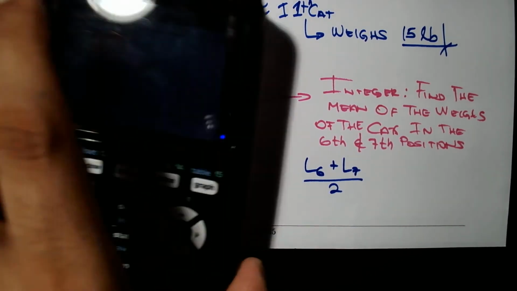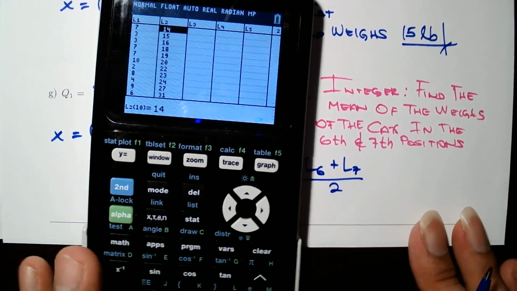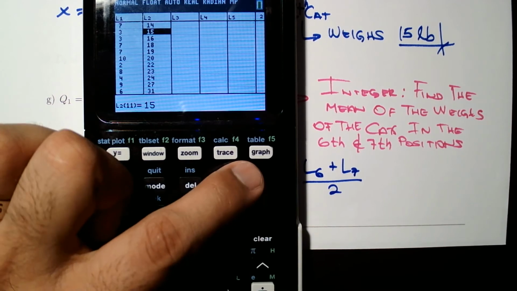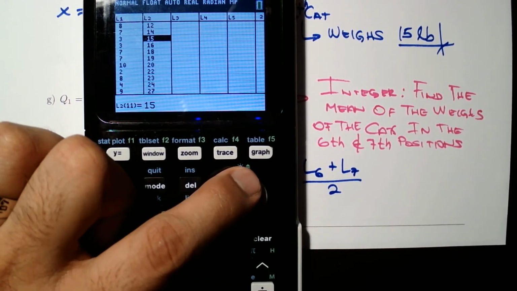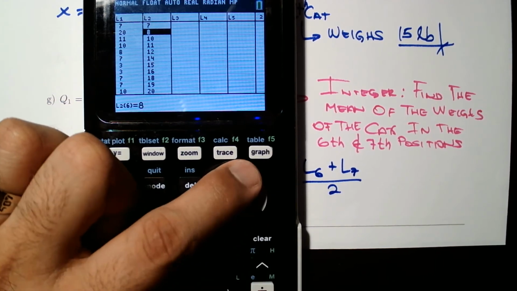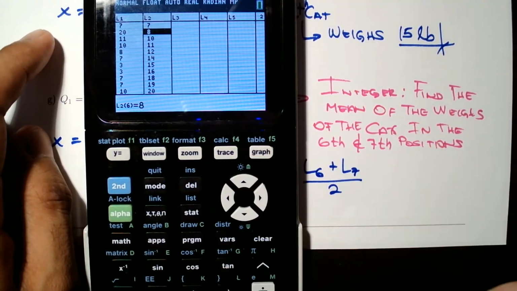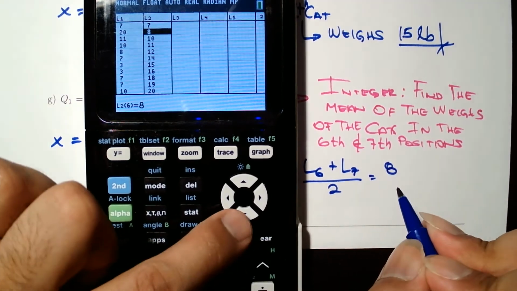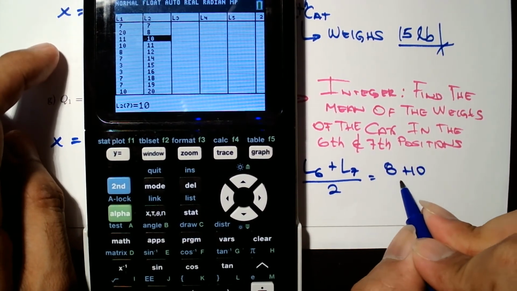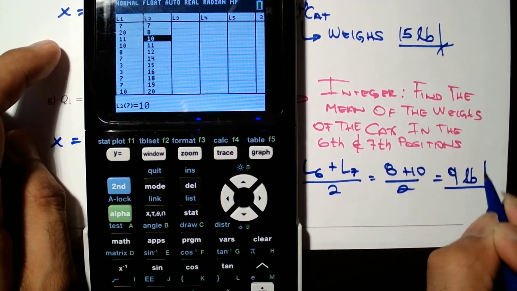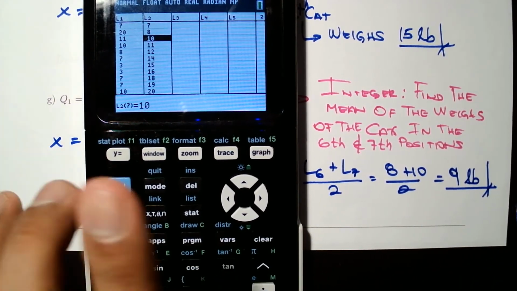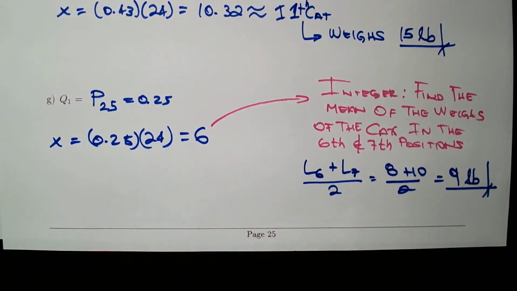Okay, so let's look for the weights of those cats. So the sixth position, which in this case is 8, and the next one, which is 10. And then divide that by 2, and the average is 9 pounds. So that's the weight of the cat, and that's because we got an integer as our x. Let's do more examples.